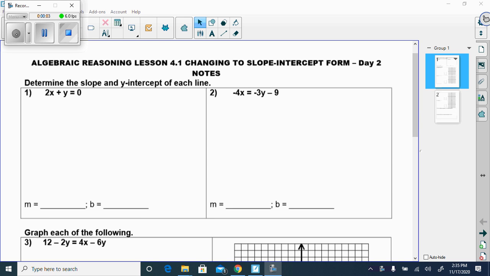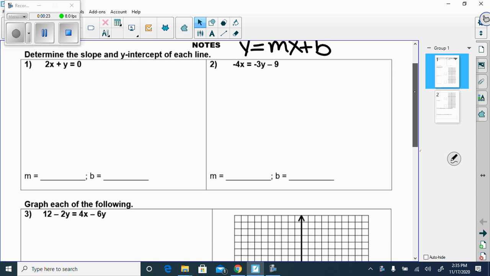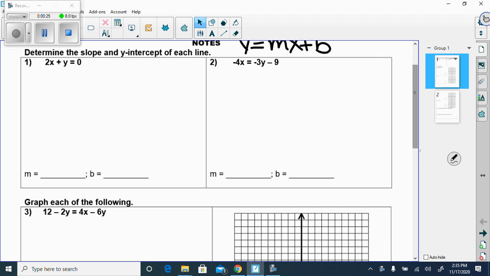Writing those equations in slope-intercept form. Remember, that's our y equals mx plus b form, right? And what does the m stand for? Slope. And what does the b stand for? Y-intercept, right. Okay, so keeping that in mind, these first two just want us to put them in that order and then identify m and b, just like we were doing yesterday.